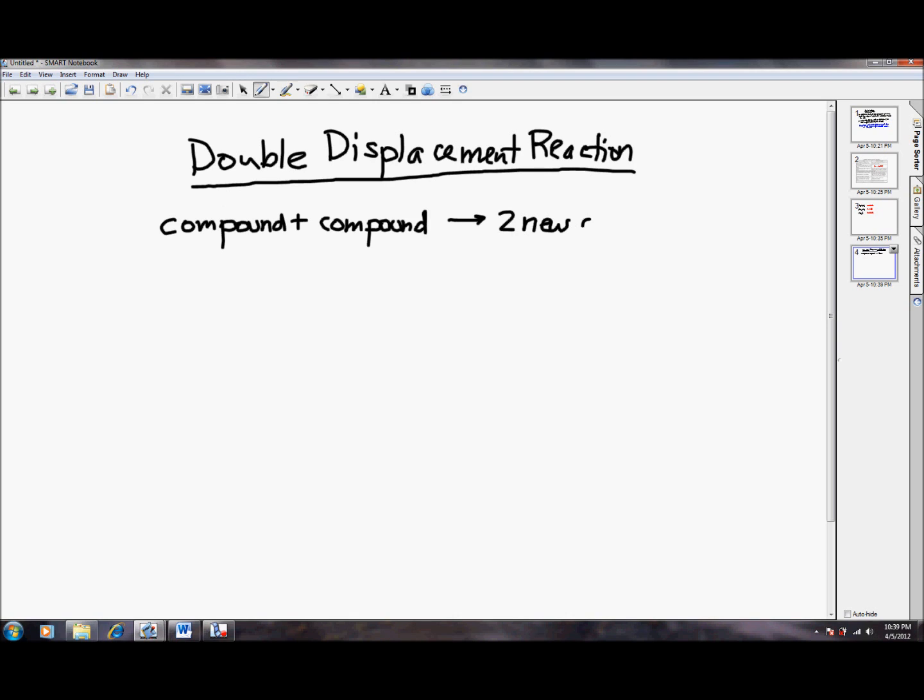and it'll create two new compounds. So the format for double displacement says AB plus CD will make CB plus AD. So you can see what happened here. A and C switched places. A was bonded to B, now A is bonded to D. C was bonded to D, now C is bonded to B.